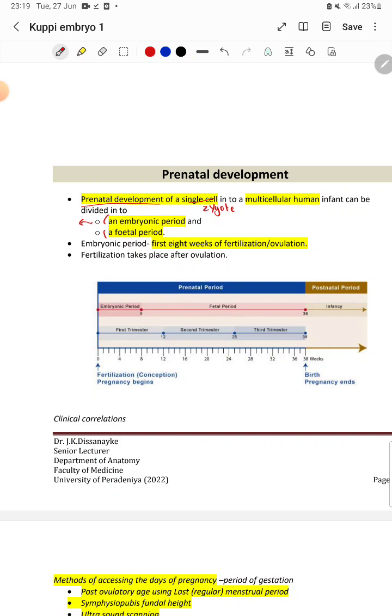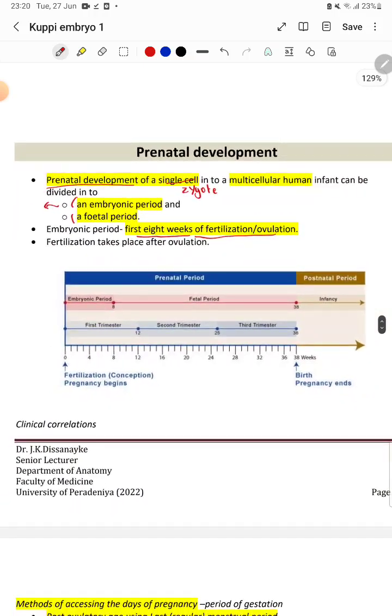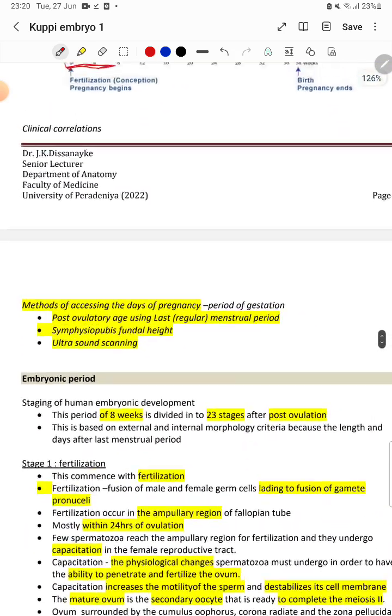The embryonic period is around 8 weeks after fertilization or ovulation. Obviously fertilization takes place after ovulation. This is a sort of graph, a picture depicting what I mentioned. Within the first 8 weeks after fertilization or conception, you can talk about this period as being the embryonic period, and after that it's known as the fetal period, and then after being birthed it's different. Yeah, that's pretty much it.